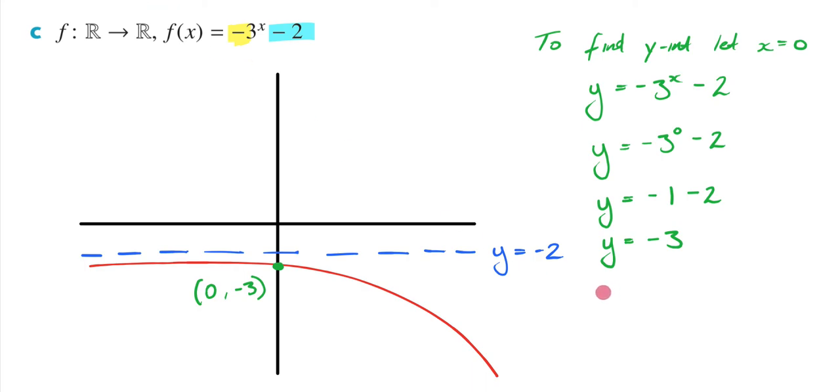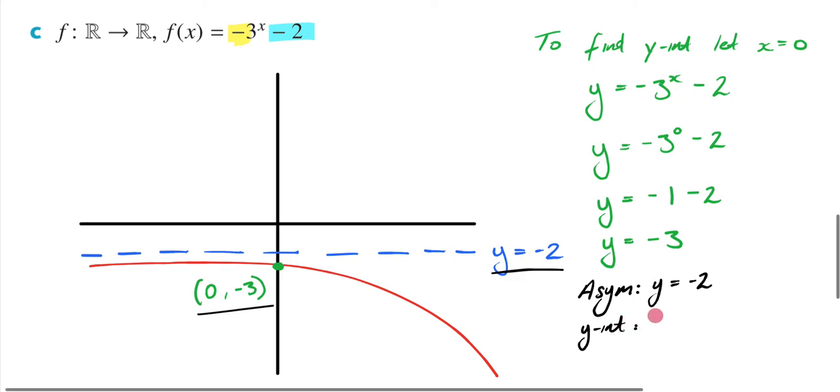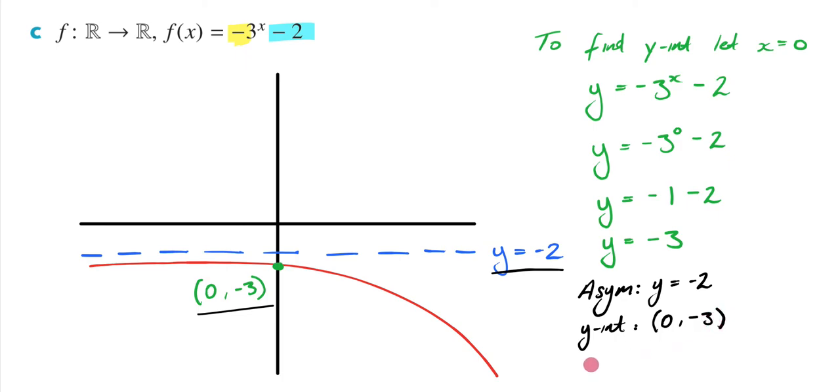Now, for this question, I also have to list my asymptote. My asymptote is going to be y equals -2. I have to list out what my y-intercept is going to be, which is going to be 0, -3. And then finally, the question wants me to list my range.